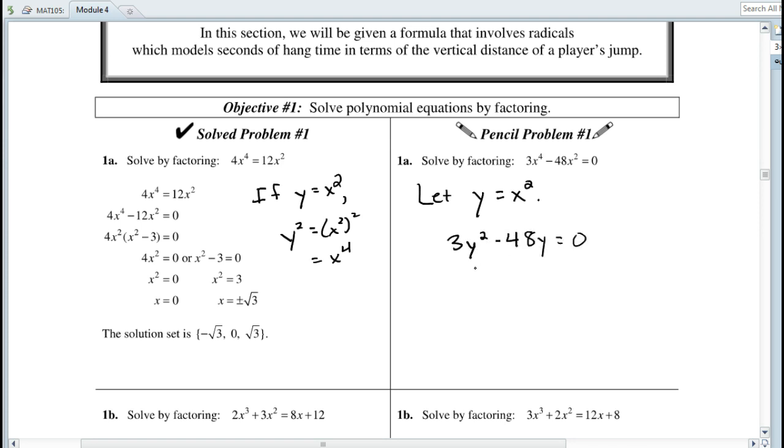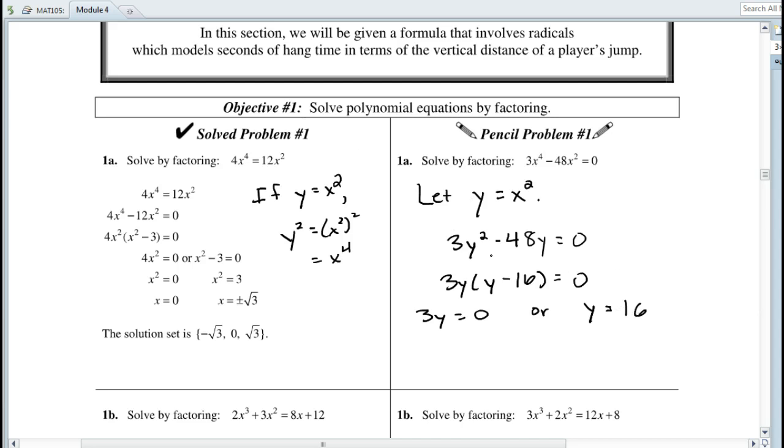And then we can solve this just like normal. First factor out a y. Actually, a 3y will work. 3y, and then we get y minus 16 equals 0. Then set each one equal to 0 and solve. 3y equals 0, or y minus 16 equals 0, but that's the same thing as y equals 16.